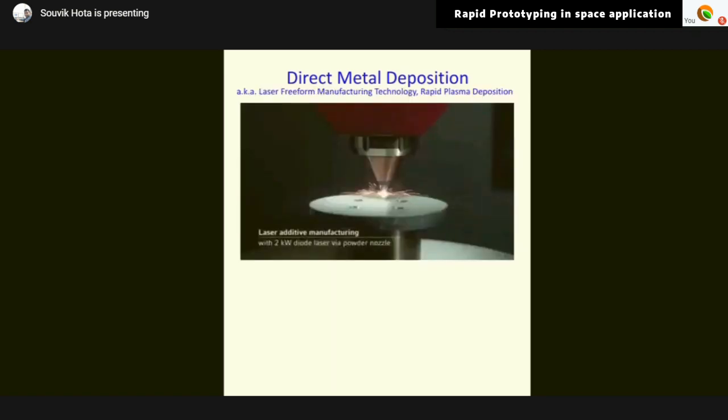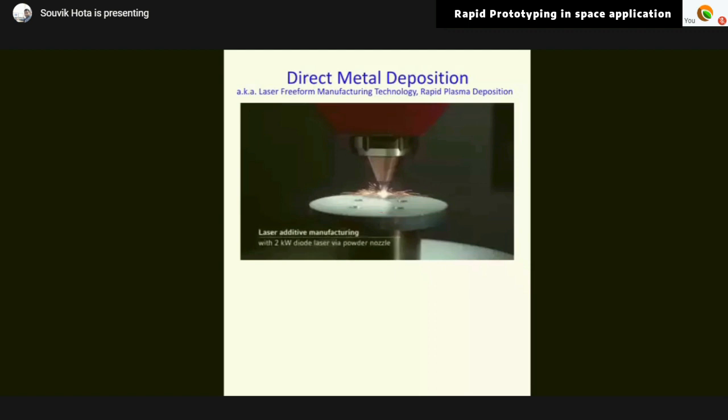So this is the pictorial representation of direct metal deposition in our lab. You can see the laser is being injected and is incident on the metal powder surface, and then the metal gets fused.